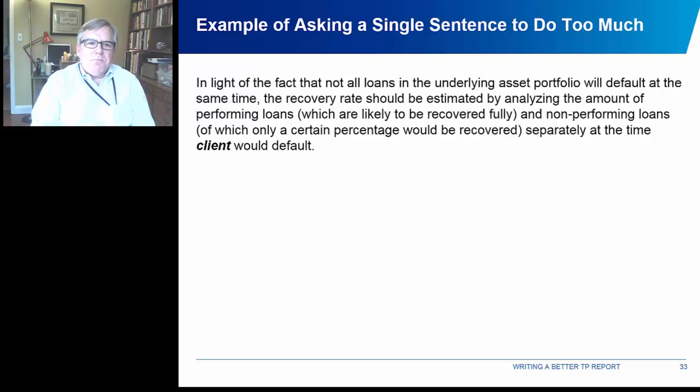Here's an example of asking one sentence to do just too much. So just give it a quick read, but I'm not sure that's possible. In light of the fact that not all loans in the underlying asset portfolio will default at the same time, the recovery rate should be estimated by analyzing the amount of performing loans (which are likely to be recovered fully) and non-performing loans (of which only a certain percentage would be recovered) separately at the time the client would default.